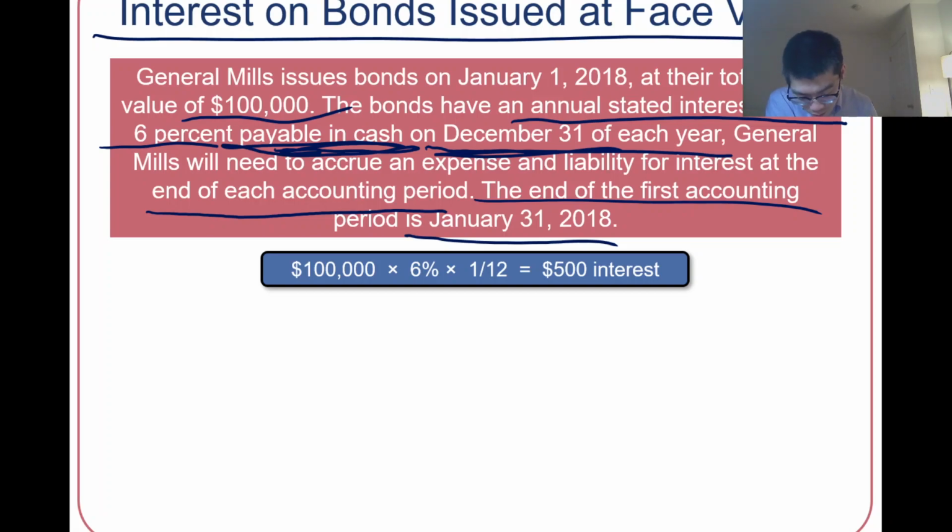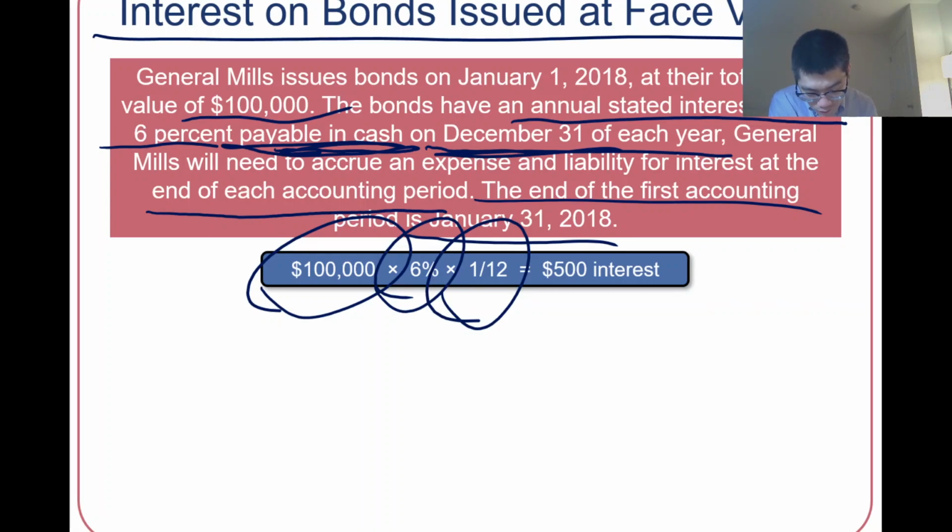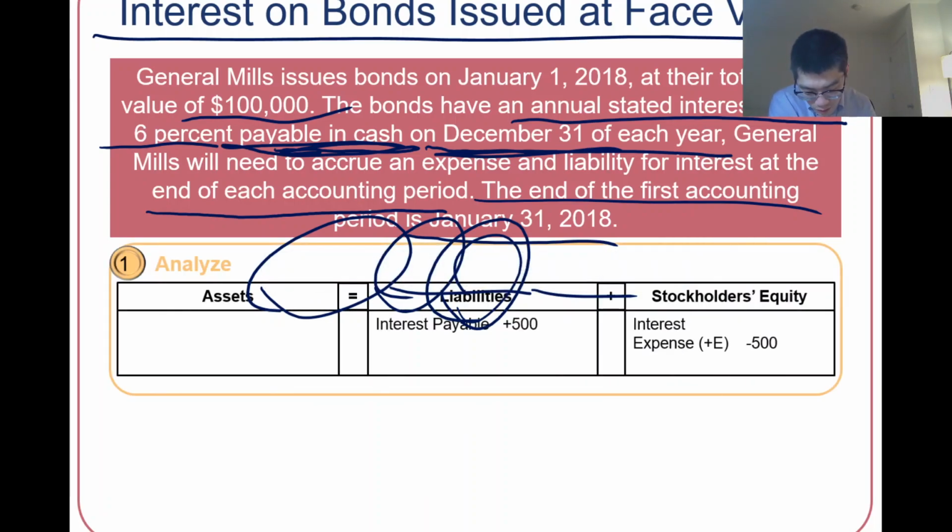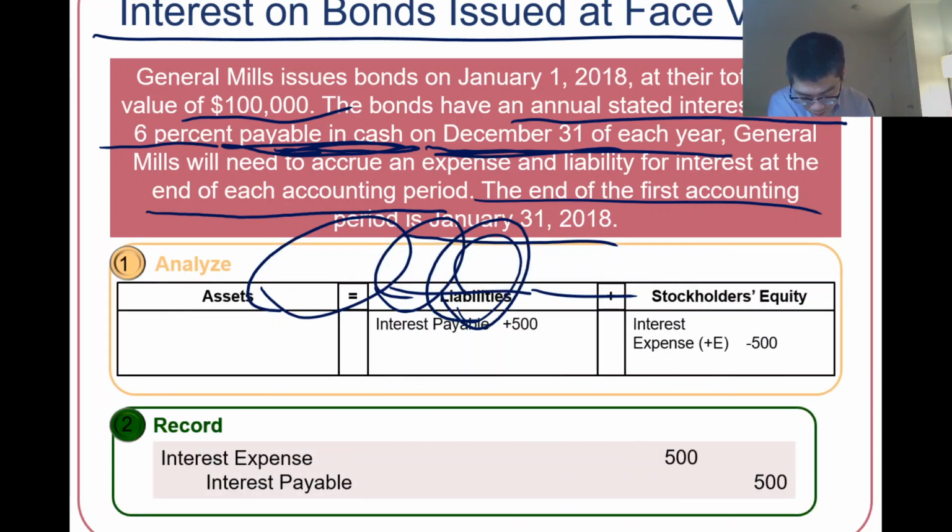So, principal, annual interest rate, and 1 month of a year. That gives us $500 interest for a month. And then we make this journal entry: debit interest expense $500 and credit interest payable $500, and that is an accrued expense, right?